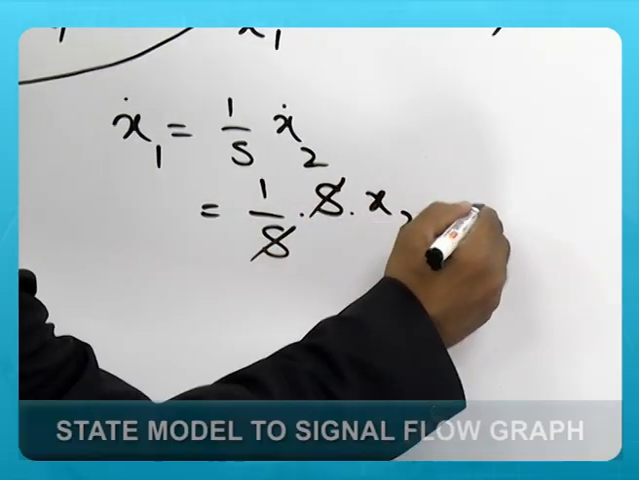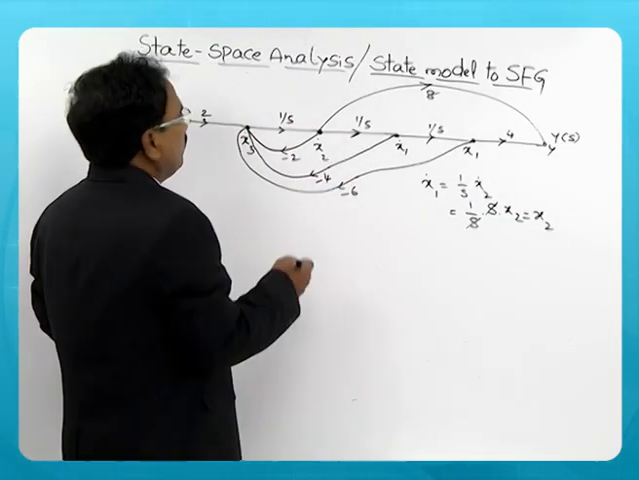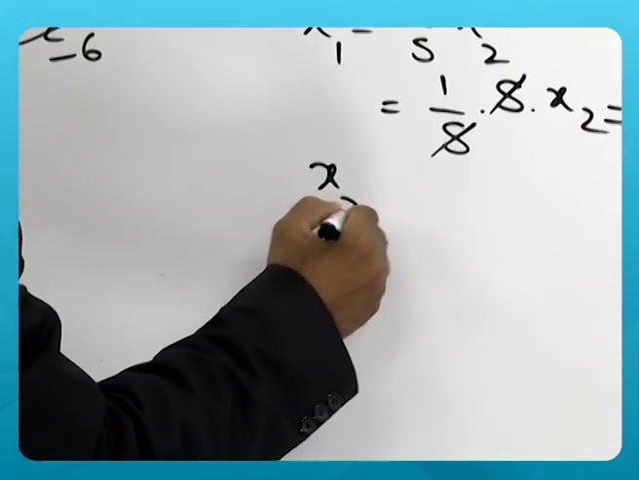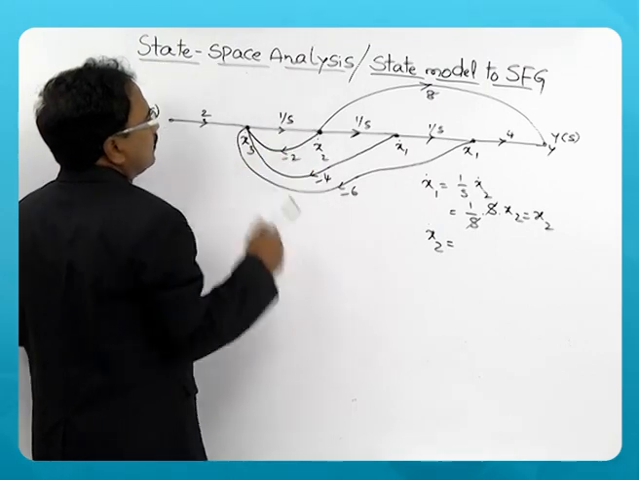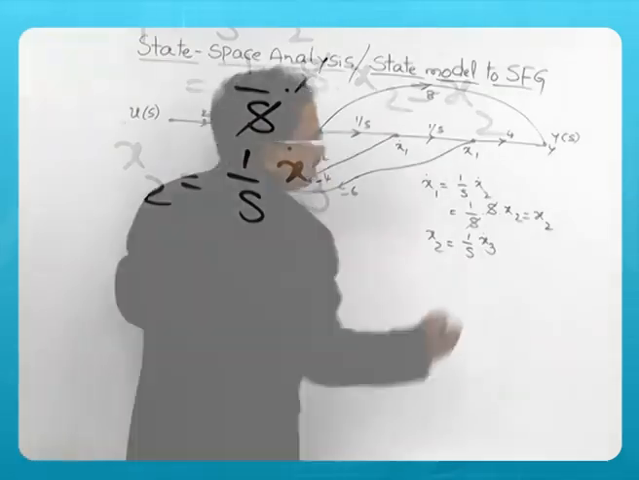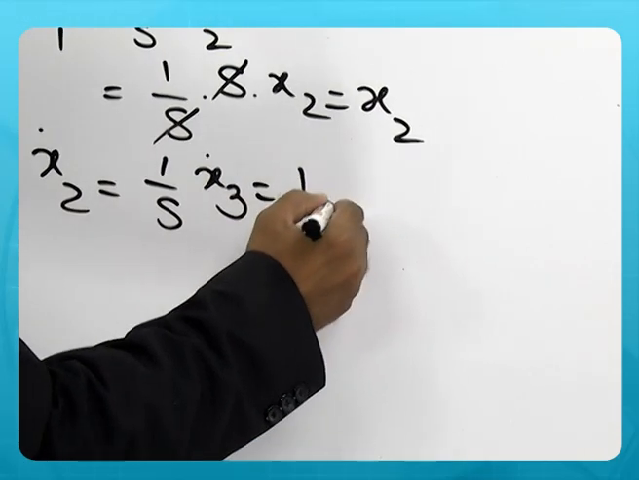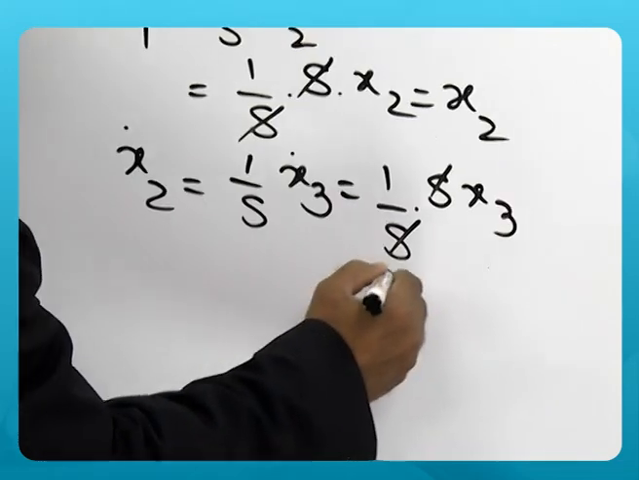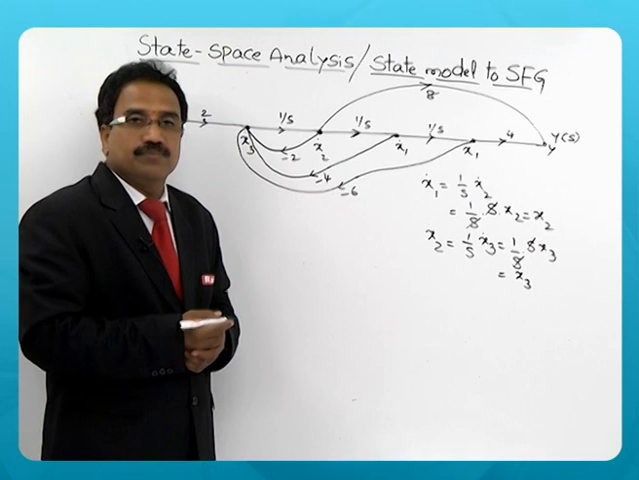So x1 dot is nothing but x2. Now the another variable x2 dot, here you can write this as x2 dot can be written as 1 by s into x3 dot. So this is again 1 by s into s times x3. The s's get cancelled. So x2 dot is nothing but another state variable x3.